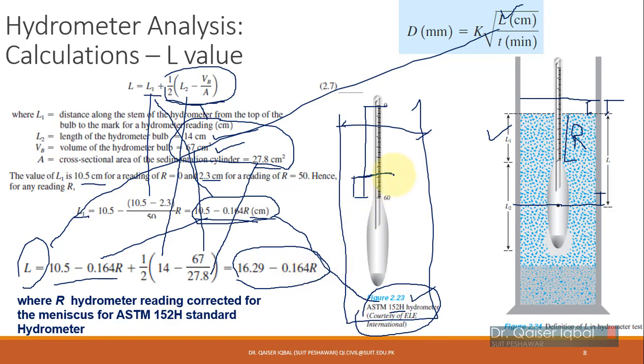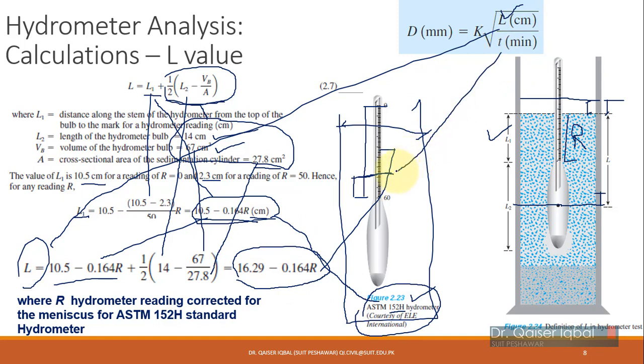So if you put the hydrometer reading, these are the hydrometer readings. When you read from the hydrometer, this will give you the value R. For example, if the value over here is 40, then hydrometer reading R will be equal to 40. You will simply put 40 over here, and that will give you the value of L, and you will put it in this equation. And time T will be the time at which you have taken this reading.